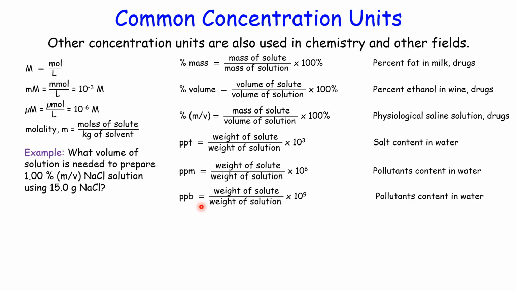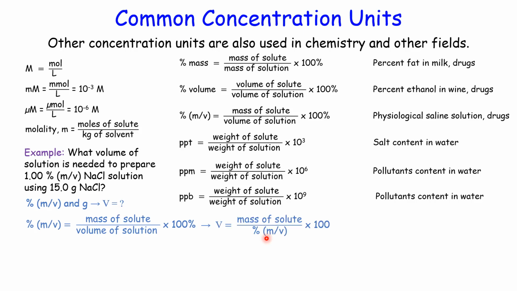Let's work on one example. What volume of solution is needed to prepare 1% m over V sodium chloride solution using 15 grams sodium chloride? Let's take a look. What is given? M over V percentage, that's given. Also, mass is given. So we have m over V, and we know the mass of solute. We just need to find out the volume of solution. The volume V can be calculated using the mass of solute divided by the percent of m over V.